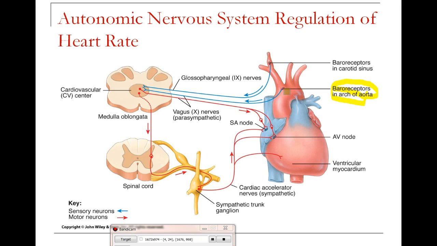If they're stretched, that means you have a lot of blood in there, and you probably need to increase your heart rate. So information is going to come from those baroreceptors and travel to your medulla oblongata, to the cardiovascular center. The cardiovascular center is going to send messages back out to the SA node. It can travel a couple of different ways. If it's sympathetic information, it's going to go out and speed it up. If it's parasympathetic information, it's going to go out the vagus nerve and slow it down.